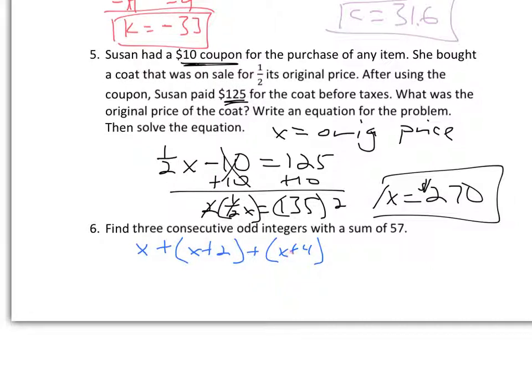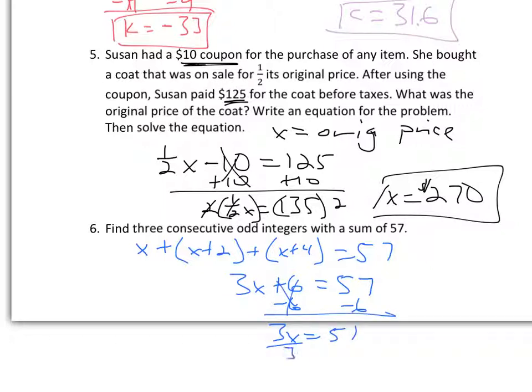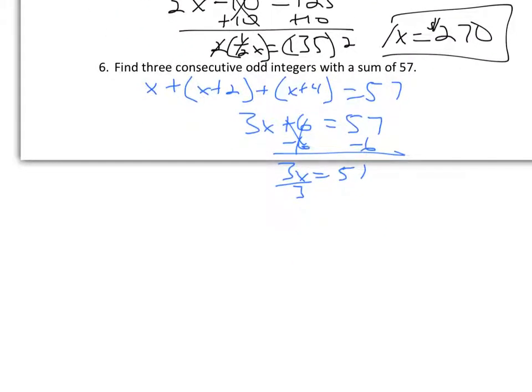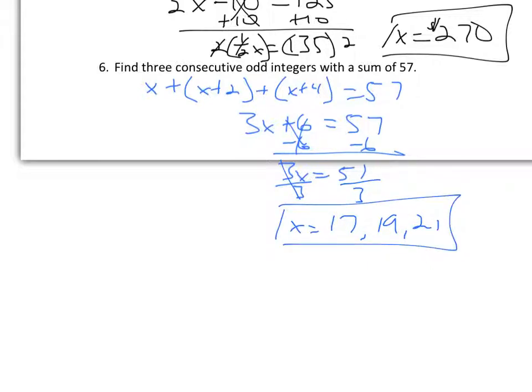So that would be the sum of 3 consecutive odd integers equal to 57. So we just have to combine our like terms here, and we get 3x plus 6 equals 57. Subtract the 6 over. So 3x equals 51. Divide by 3. And x equals 17. Okay, so our 3 numbers here are 17, 19, and 21, because they have to be consecutive odd integers. That's it.